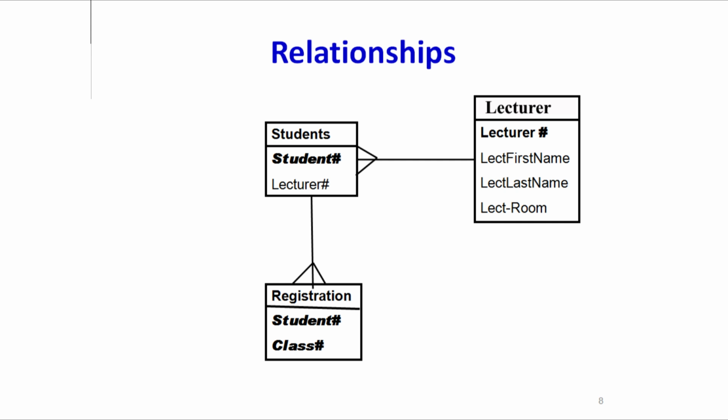Finally, we are going to see the relationship between those 3 tables, whereby we have student with registration, student number, which is a primary key in a student table, becomes a foreign key in a registration table, and lecturer table has one-to-many relationship with student. That means one lecturer can have 1 or more students. That is the end of activity number 1.